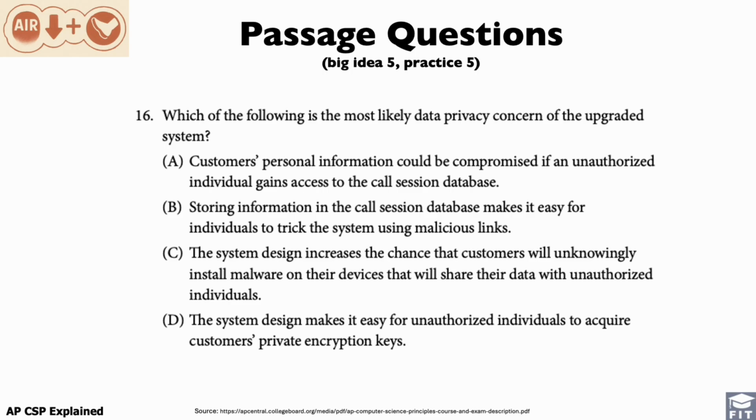Choices B, C, and D mention more far-fetched risks like malware, tricking the system, or stealing encryption keys, none of which are part of the system design described. So the best and most realistic privacy concern is A. Takeaway: focus on the actual design of the system. Don't get distracted by unlikely technical threats. If the system stores user conversations, then the privacy risk is data exposure, not malware or hacking tricks. On the AP exam, always choose the most realistic concern, not just the scariest sounding one.